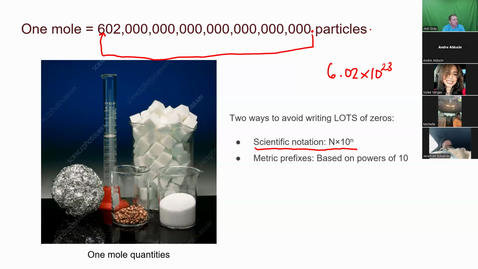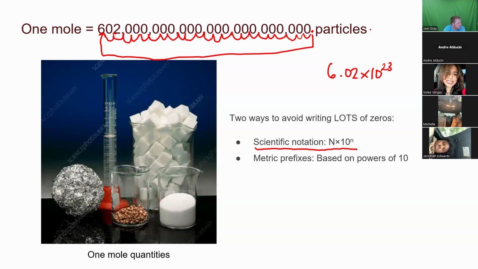Now, if I move it from here to here, that's 1 time, 2, 3, 4, 5, 6, 7, 8, 9, 10, 11, 12, 13, 14, 15, 16, 17, 18, 19, 20, 21, 22, and 23. So I moved that decimal 23 places. So this is what's known as scientific notation.